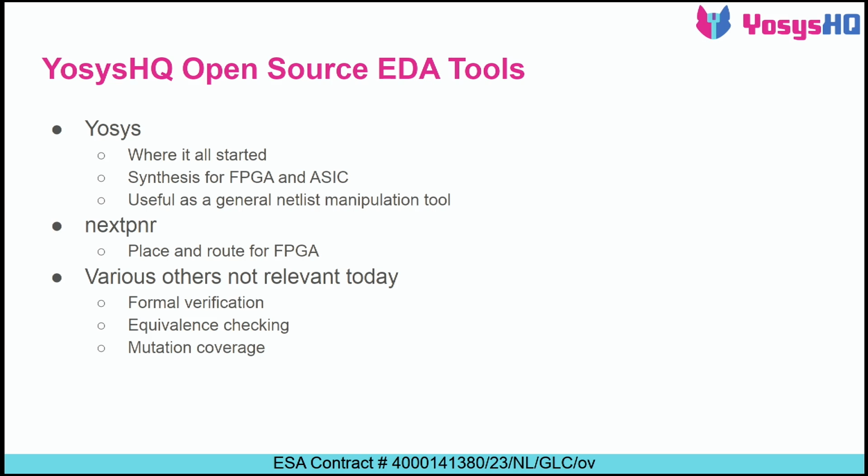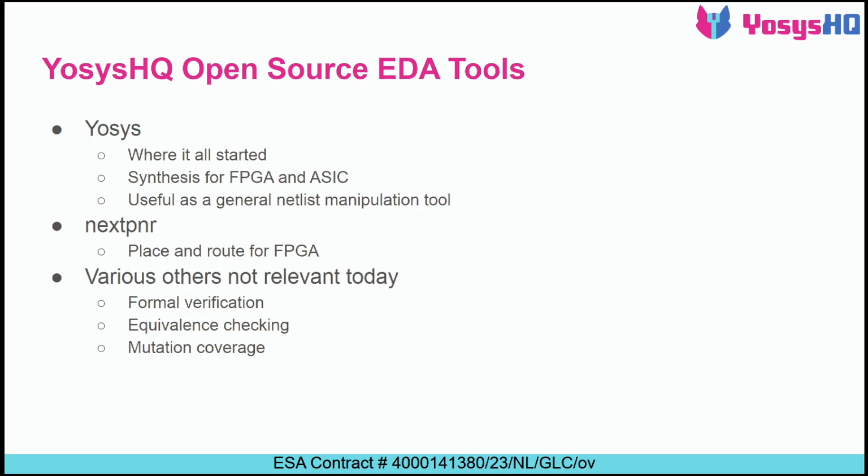You can now do synthesis for both FPGA and ASIC in a fairly generic manner. It's also become more and more useful for other things beyond that, just because you can manipulate netlists in general. So for example, the other tools that are not really relevant today, but which we built on top of that, are formal verification tooling, which I talked about last year, by the way. We have an equivalence checking tool. We have a mutation coverage tool. All of this is just because we can manipulate netlists in some way and export them to various formats.